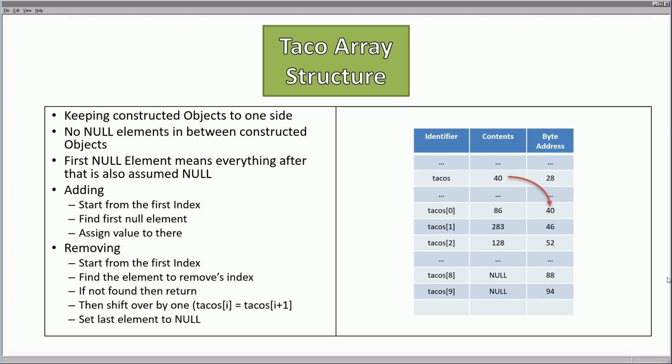Now, the thing that we recognize, if we assume that we have index 3 right here, we know that value is null. We also understand that we're keeping all of the constructed objects to one side of this array. So in other words, this element right here cannot be null. At index 3, that's our first null element, and everything past that indicates that everything is null. Now that we understand how we're going to structure this data, let's go ahead and add the method addTaco.